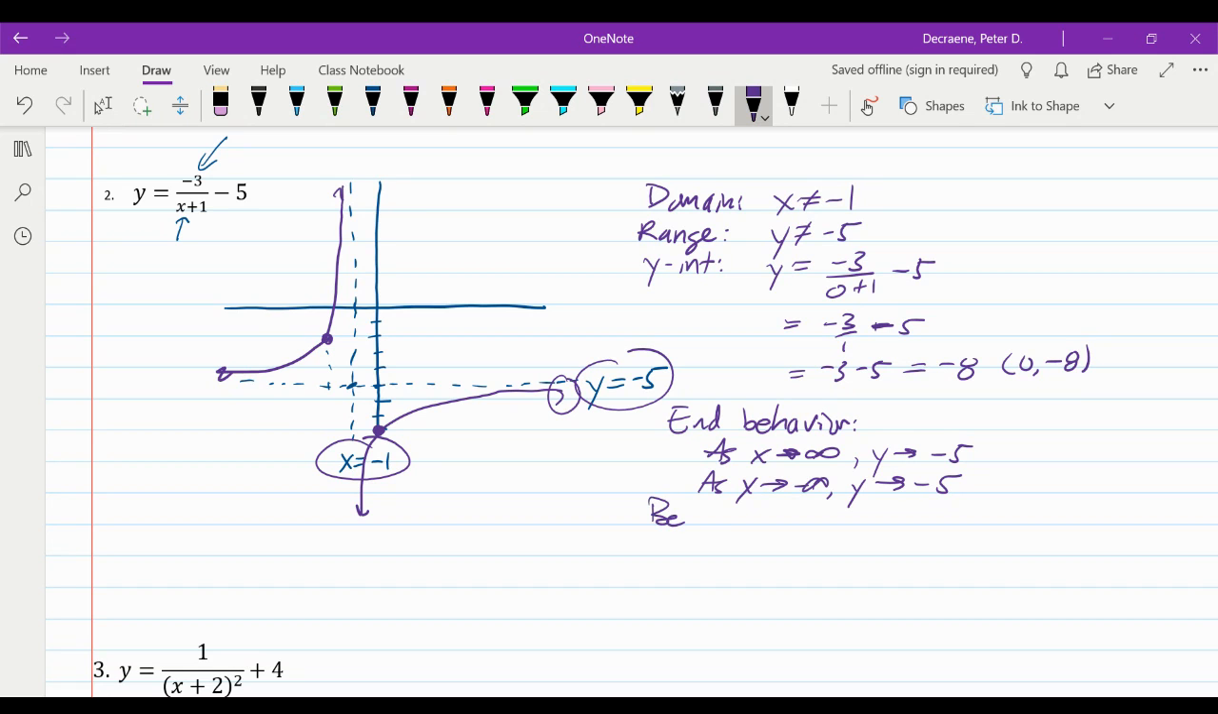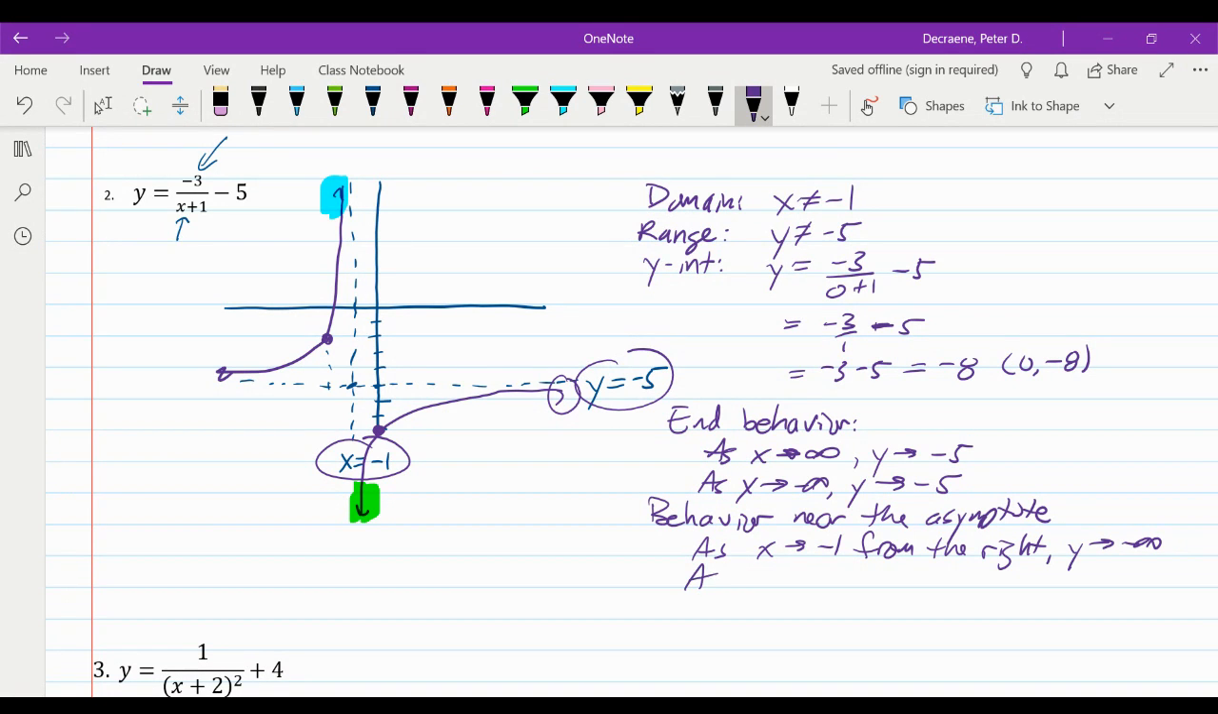And then the behavior near the asymptote, let's see, on the right side of negative 1, we're heading down, and on the left side, we're heading up. So we write as x goes to negative 1 from the right, you've got to tell which direction, y goes to negative infinity. That's the green side. As x goes to negative 1 from the left, y goes to positive infinity.